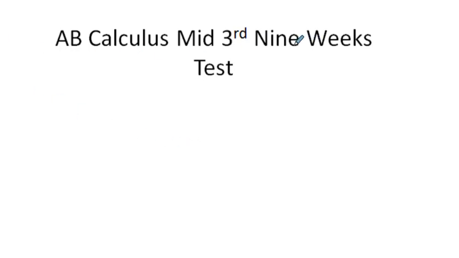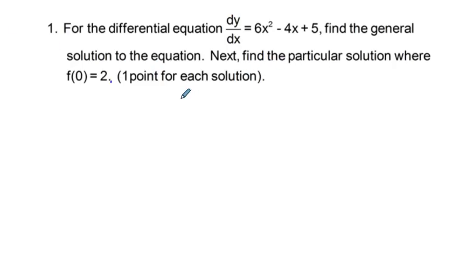We're going to go over a review of our test. We had an AB Calculus third 9 weeks test covering some of the basics of integral calculus we've been working on recently. First problem, for the differential equation dy dx equals 6x squared minus 4x plus 5, find the general solution to the equation. So we're going to do that first.